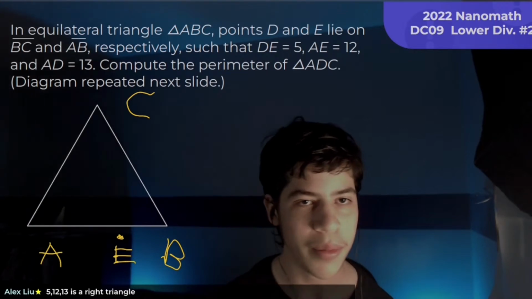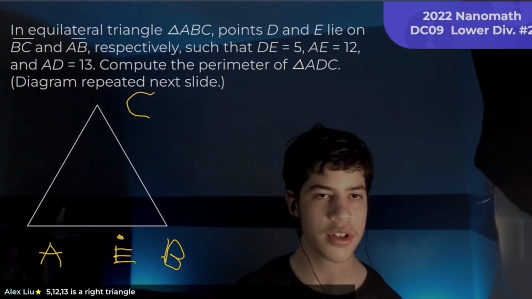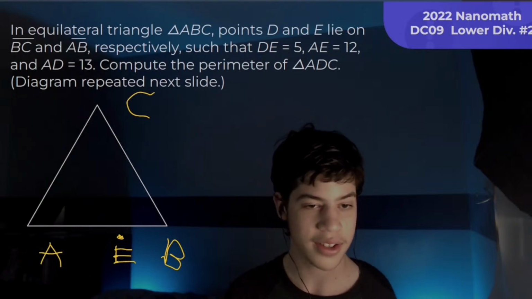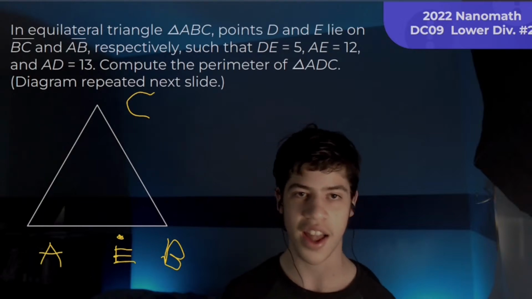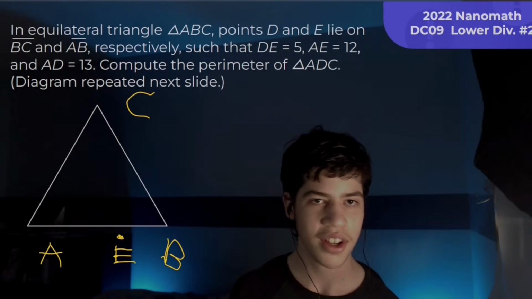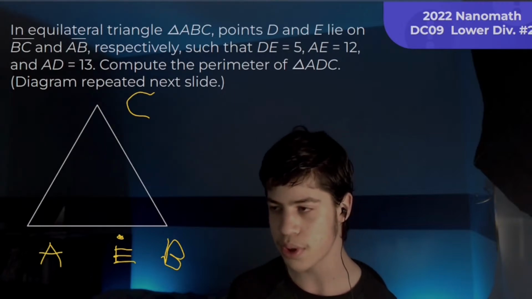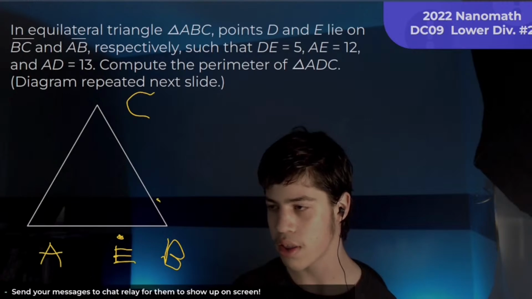And we know that AE equals 12. And yes, you are correct, Alex. 5, 12, 13 is a right triangle, and we will see soon how that will help us. All right. So DE equals 5. And we know that D is on BC, right? So let's just put it right around there. That's probably good. I'm not sure though.